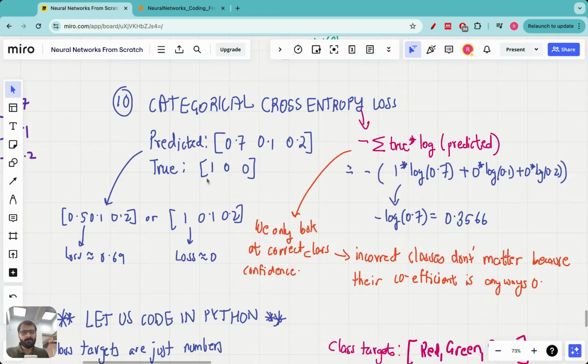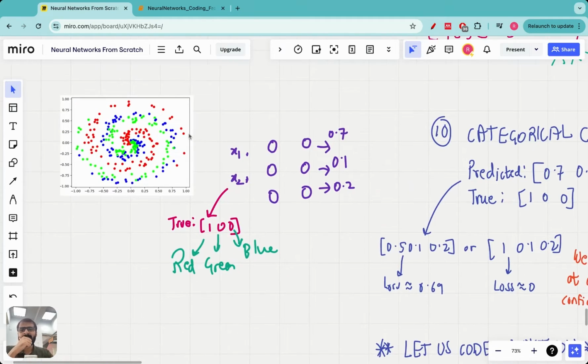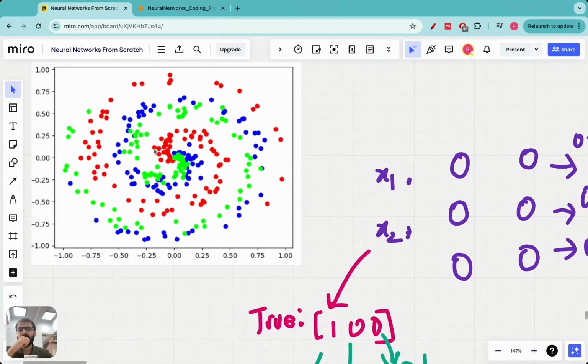So, what is the task which we are looking for? The task is that we have this data set which is called the spiral data set, and every input has two attributes, x1 and x2, and these inputs belong to either of three classes: red, green, or blue. Our task is, whenever a new input is given, we should be able to predict which class it belongs to correctly.